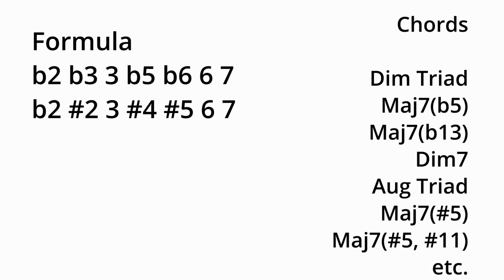You can actually have a diminished triad. You can play it over a major 7 flat 5, major 7 flat 13, diminished 7 or fully diminished 7th chord. You can also play it over an augmented triad, major 7 sharp 5 chord, major 7 sharp 5 sharp 11, or major 7 sharp 11.